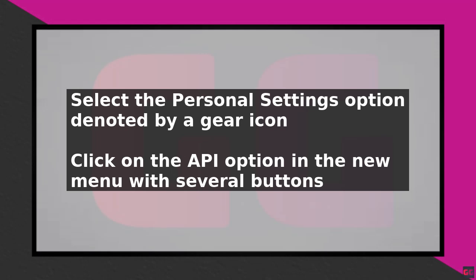This will take you to a new menu with several buttons at the top. Click on the API option. You will then be required to confirm that you're not a robot, after which your API key will be displayed.